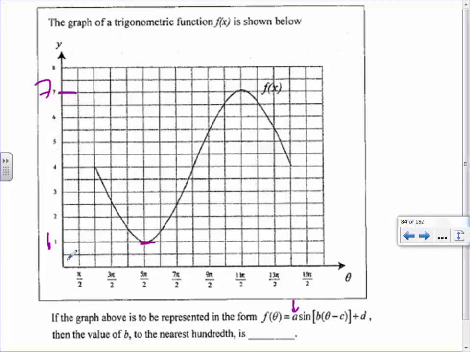What's the amplitude of a graph that runs from 1 to 7? Not 6. 3. The total distance is 6, but we want to know how much up and down it goes. So it must go up 3 and down 3. That makes sense? The total distance from 1 to 7 is 6. This is why kids hate trig sometimes. It's like, there's no work to this. That seems to be the middle here. It looks like it goes up 3 and down 3. So my leading coefficient is 3 sine.